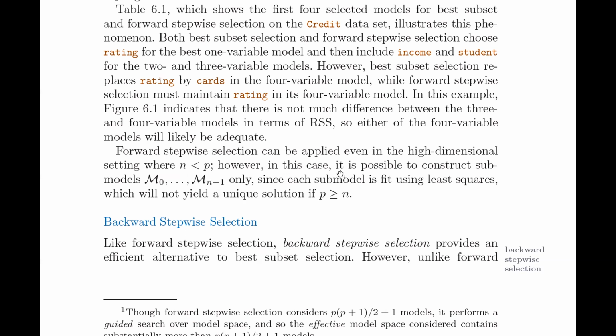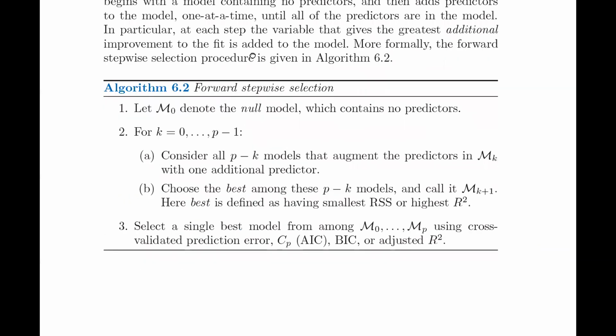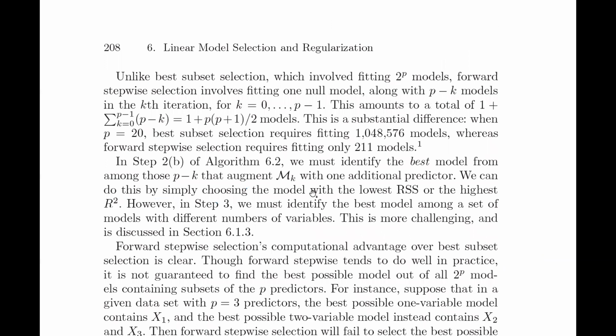Now, what we say is, however, in this case, it is possible to construct sub-models, but only up to a point, since each submodel is fit using least squares, which will not yield a unique solution if p is greater than or equal to n. So meaning you would only take up to n-1 predictor variables. You wouldn't use all of them, whereas we're kind of implicitly assuming over here when we write M_p that you have more observations than you have predictor variables. Not too important.